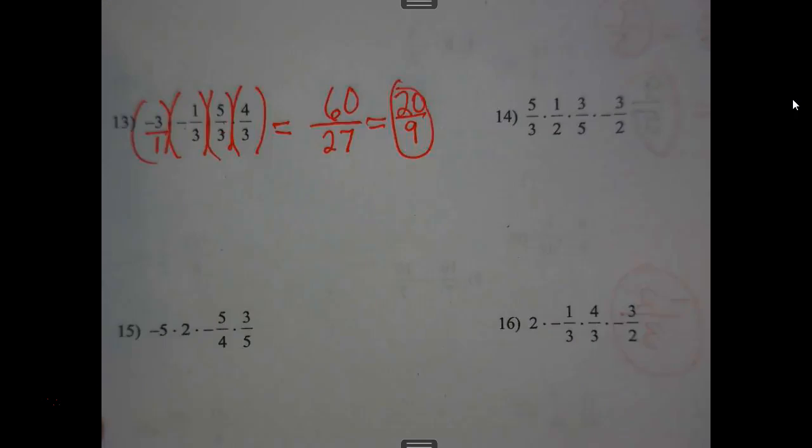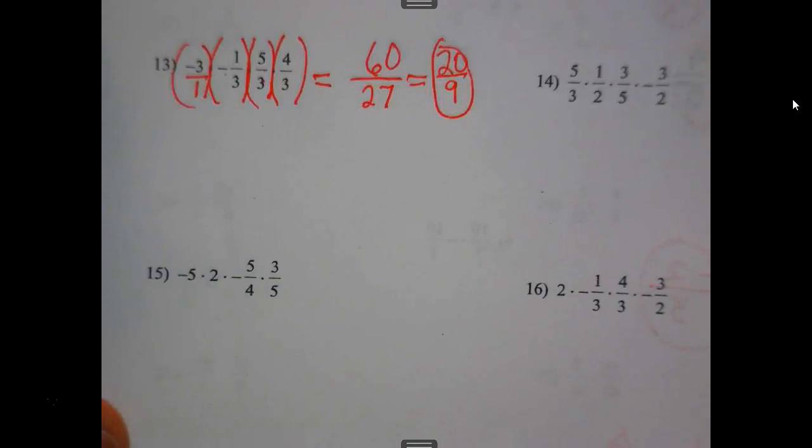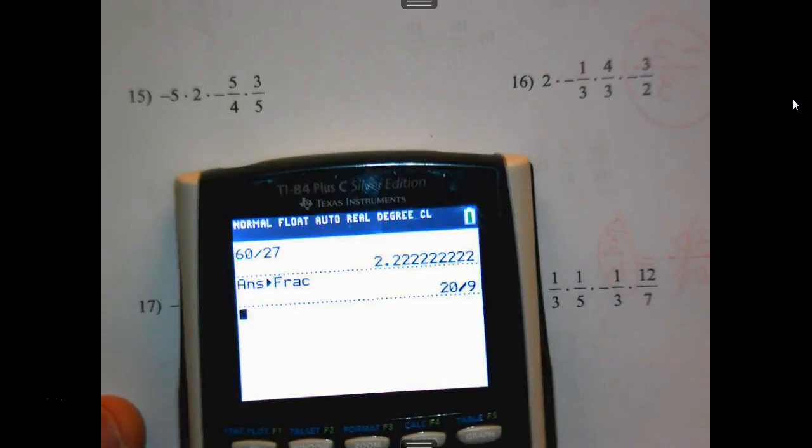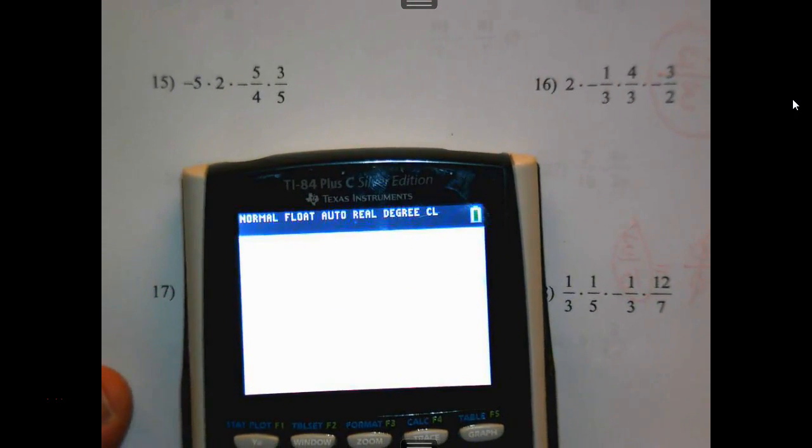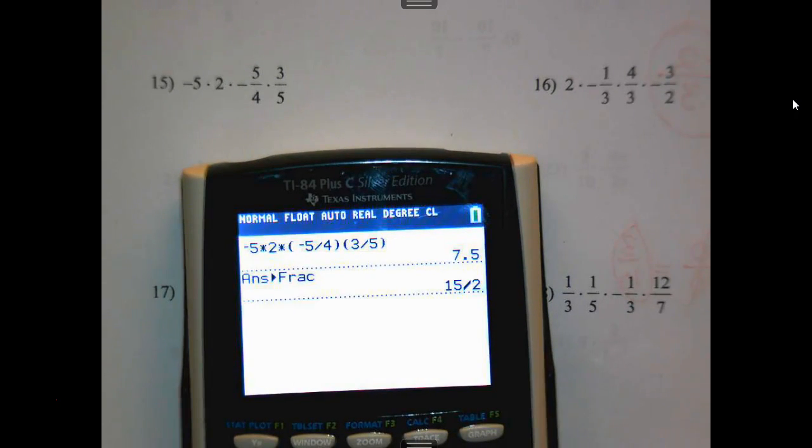I'm going to do one more. And I'm going to do it the easy way. 15. Negative 5 times 2 times negative 5/4 times 3/5. Enter. I get a decimal. Math, enter, enter, 15 halves.